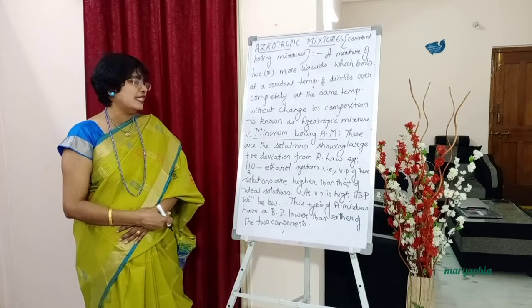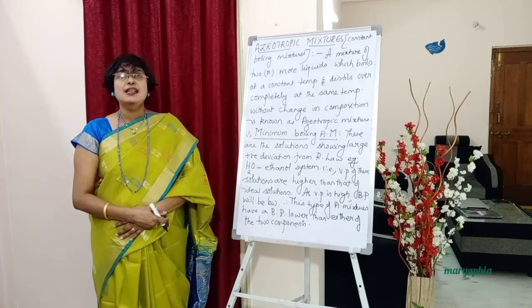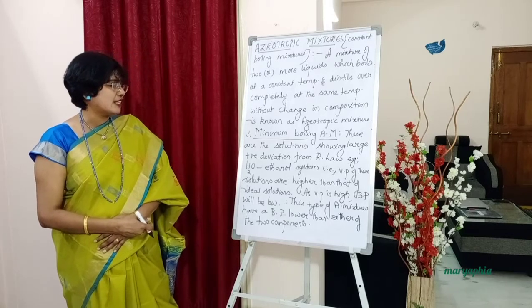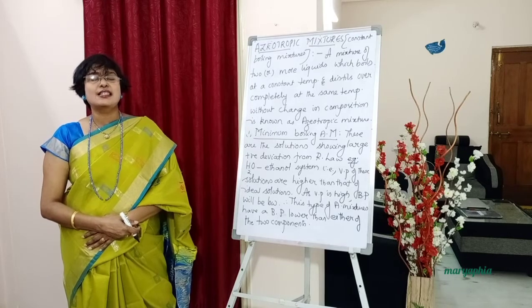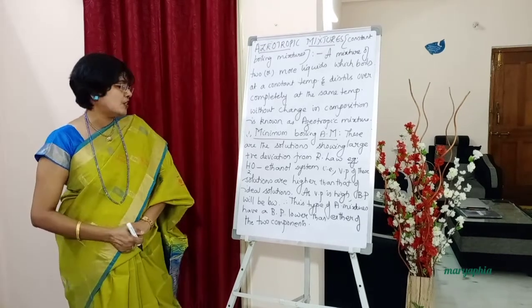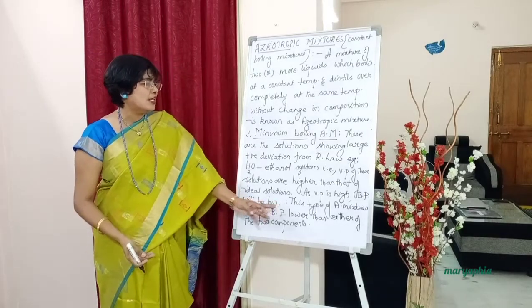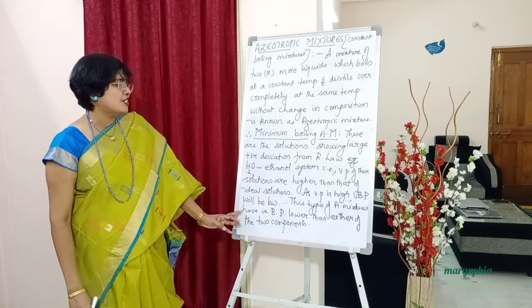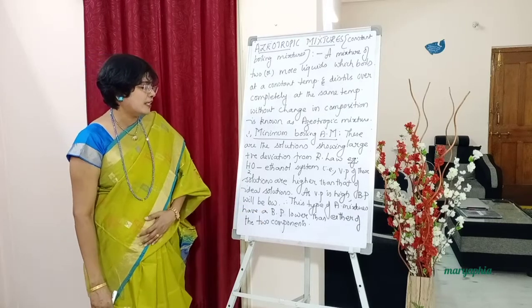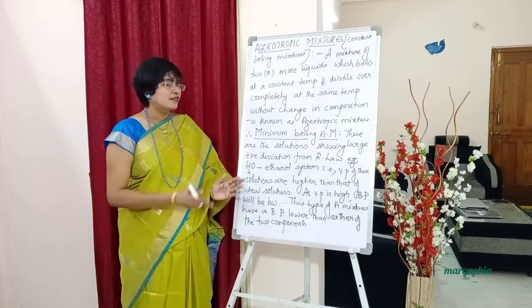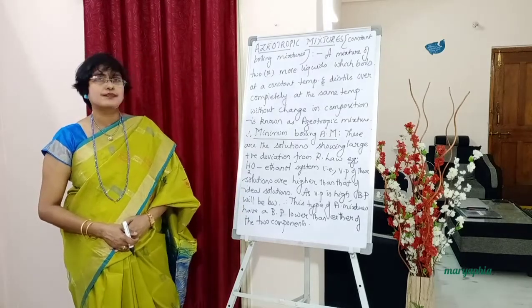As vapor pressure is high, boiling point will be low. This we have learned under immiscible liquids. As vapor pressure is high, boiling point will be low because there is an inverse relation. These two are inversely proportional to one another. So vapor pressure is high means boiling point will be low. Therefore, this type of azeotropic mixtures have a boiling point lower than either of the two components. The reason for this also we have studied under immiscible liquids.